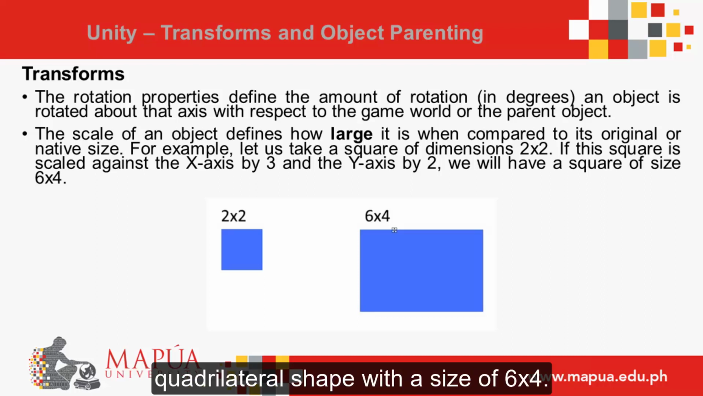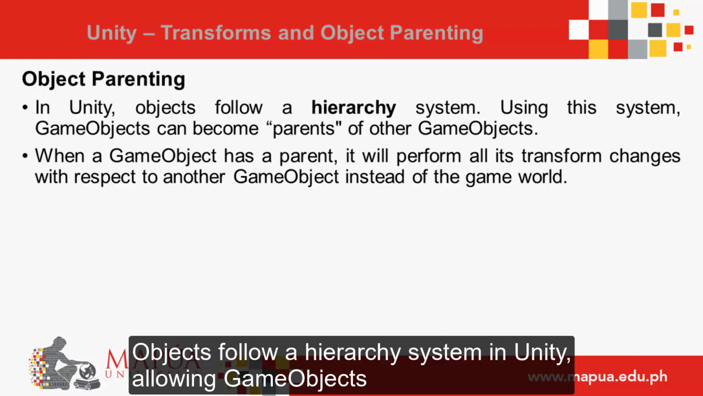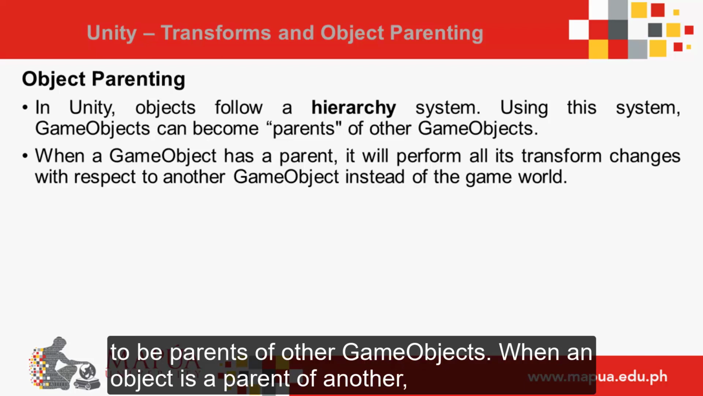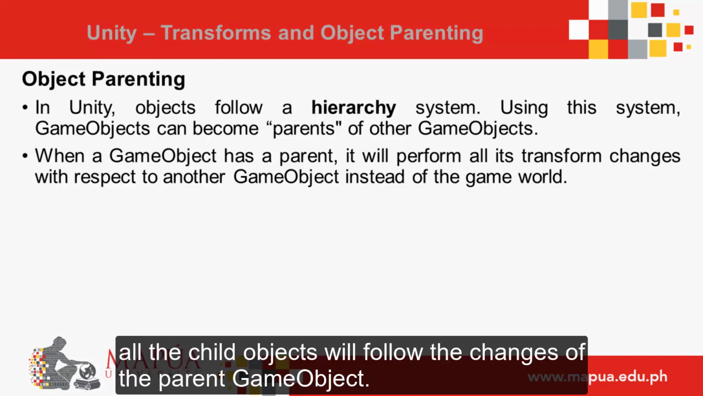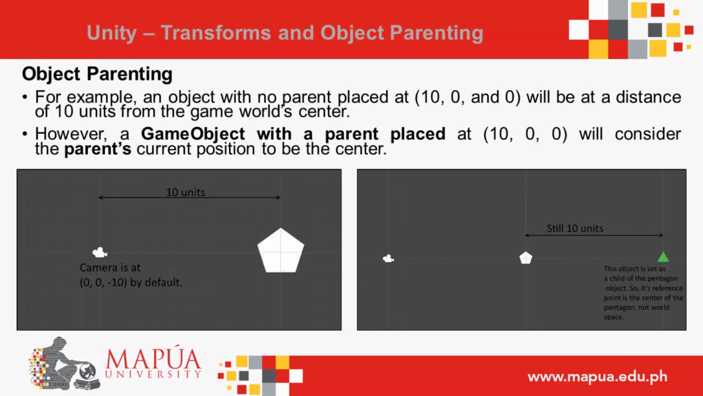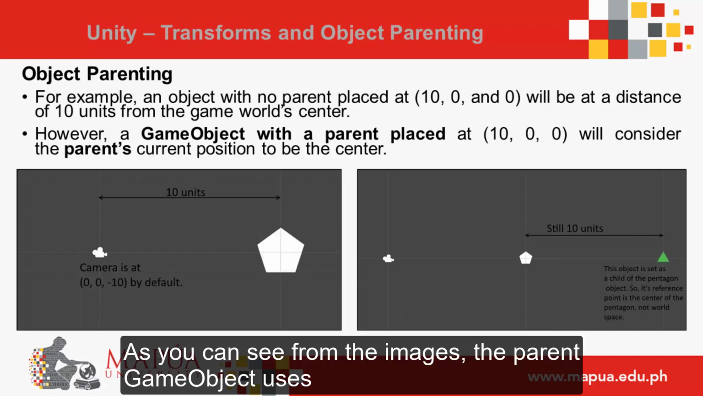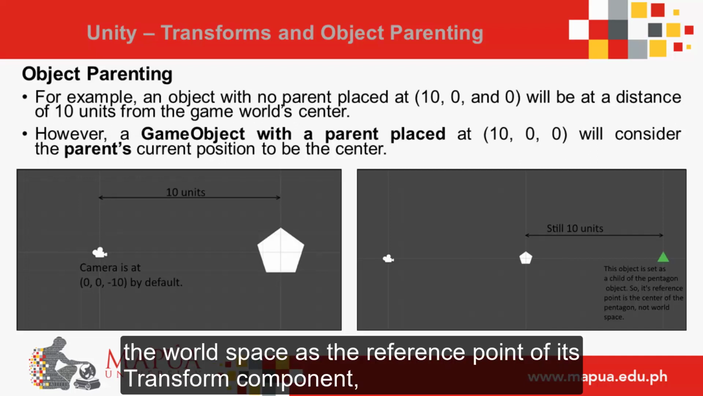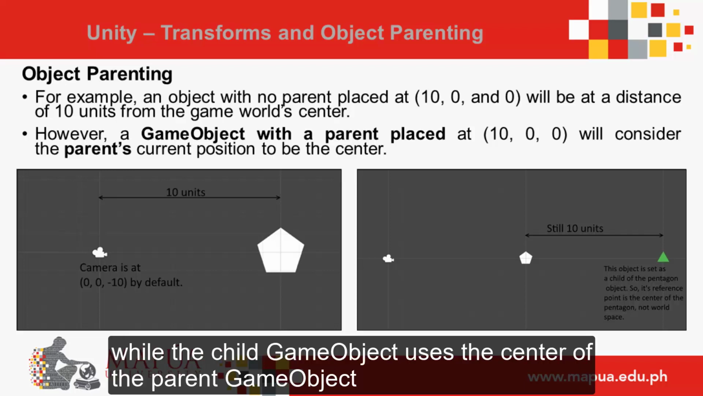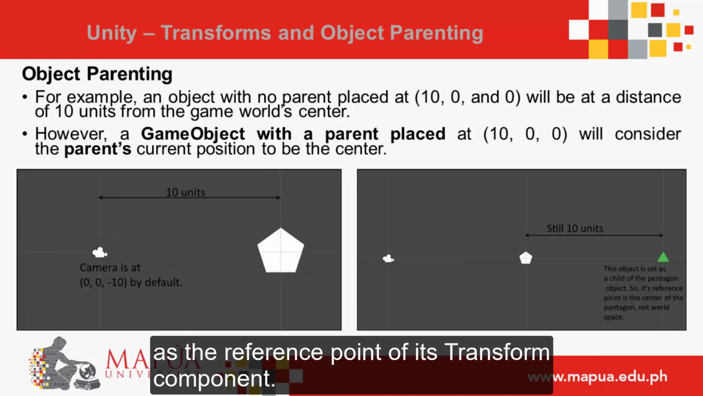In this light, a 2x2 square scaled in a 3x2 fashion will result in a quadrilateral shape with a size of 6x4. Objects follow a hierarchy system in Unity, allowing game objects to be parents of other game objects. When an object is a parent of another, all the child objects will follow the changes of the parent game object. As you can see from the images, the parent game object uses the world space as the reference point of its transform component, while the child game object uses the center of the parent game object as the reference point of its transform component.